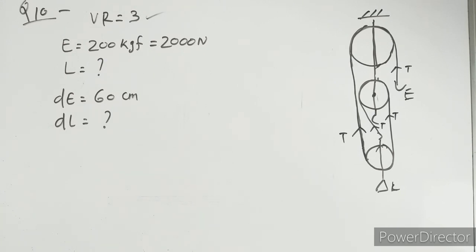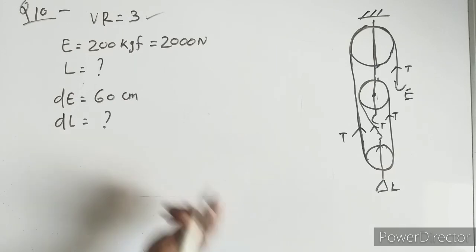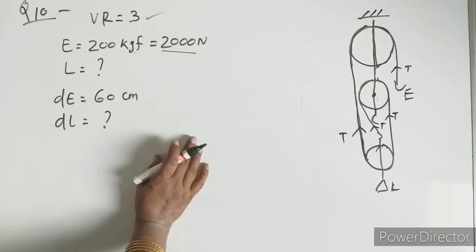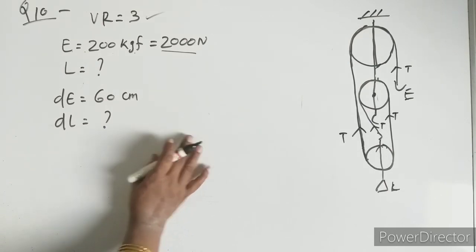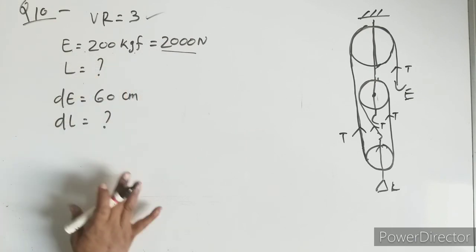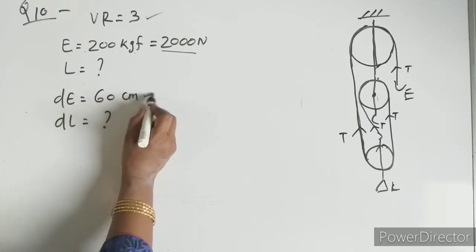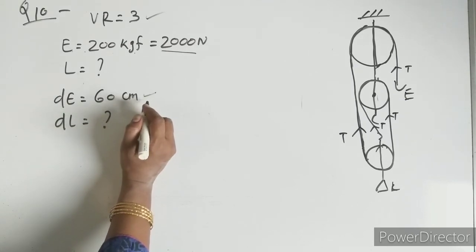Okay, done. Then next, draw the level diagram for this one. Here this man can exert a pull of 200 kgf. So this effort becomes 200 kgf, which becomes 2000 Newton. It is asked what is the maximum load it can lift. So we will find this load afterwards. A pulley system's efficiency is 60%. The second part is: if the effort end moves a distance of 60 centimeter, what distance will the load move?